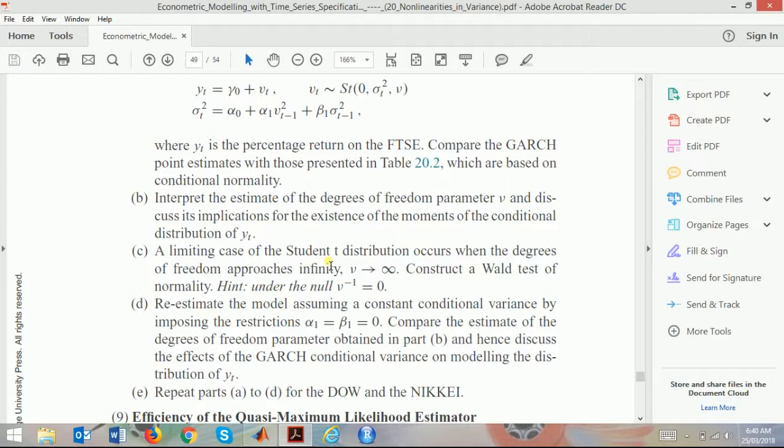A limiting case of student's distribution occurs when the degrees of freedom approaches infinity. We need to construct a Wald test of normality, when the inverse of tau equals 0. We need to re-estimate the model assuming a constant conditional variance by imposing the restrictions alpha 1 equals beta 1 equals 0. We want to compare the estimate of the degrees of freedom parameter that we have obtained here, and hence discuss the effects of GARCH conditional variance on modeling the distribution of y.